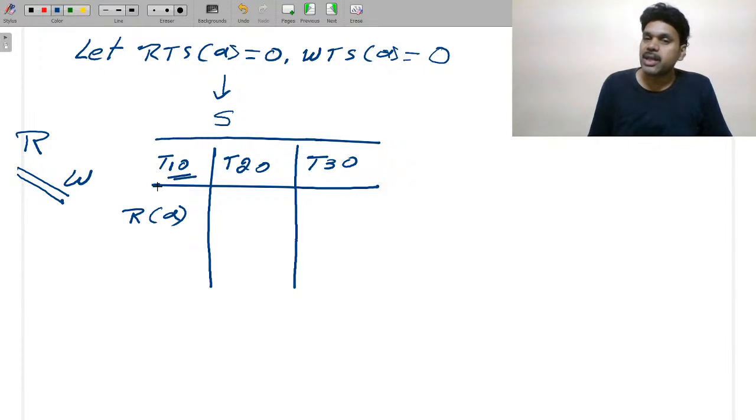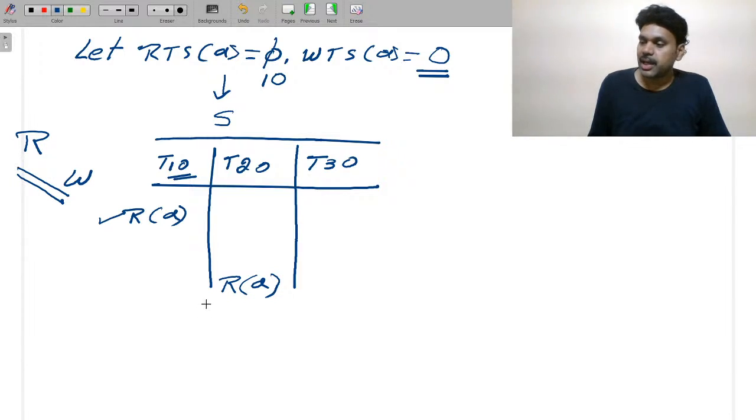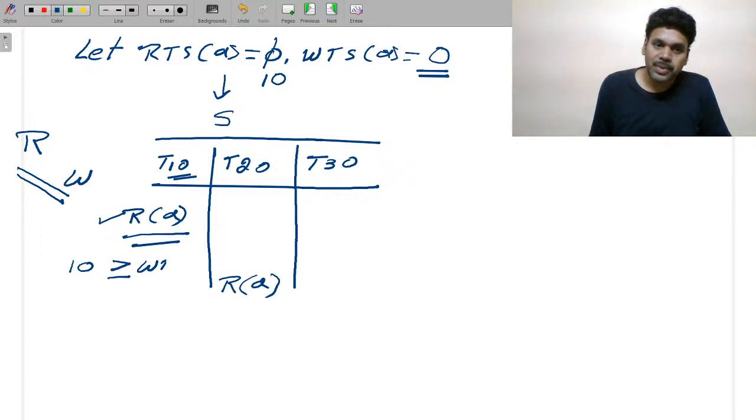You are coming with a timestamp of 10. I am checking with the write timestamp value. Yes, 10 is greater than or equal to 0. Therefore, R of A is granted. As soon as you grant this, your RTS value will be updated to 10. Okay, friends. And now I am having once again an R of A request here. Again, we are going to cross-check. This is a validation performed like this: 10 greater than or equal to WTS of A, that is nothing but 0.